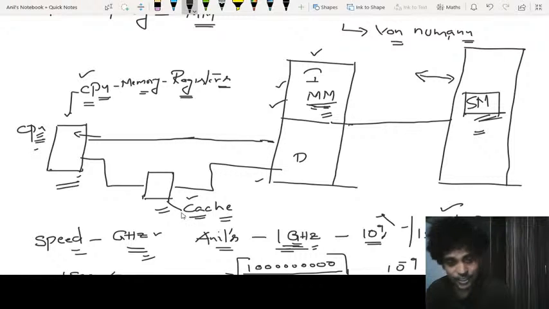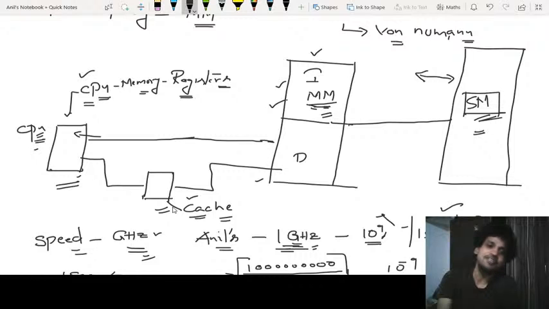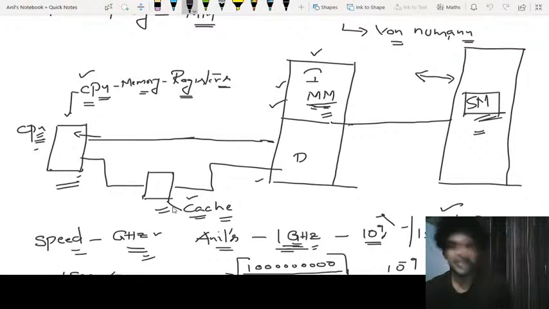We are using a cache. Why is the cache being used? Cache is being used to compensate the speed differences between CPU and the main memory. Nothing else. In order to compensate the speed differences between CPU and the main memory, we use a cache. That's it. There is no other reason why we use a cache.